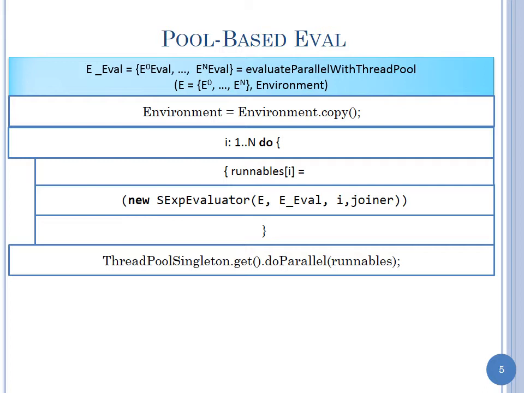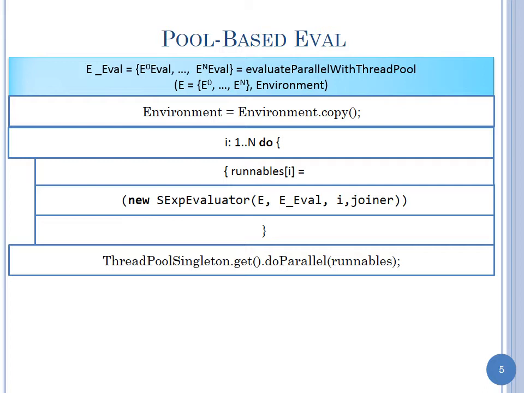So, the separation of concerns. The thread pool user creates the runnables. It knows that a runnable has to take these 3 arguments or 4 arguments, and that runnable will go and do the expression evaluation. It knows how to do that. And the thread pool doesn't know what these runnables do. It just knows there's a list of runnables that have to be run in parallel, and it will handle them.